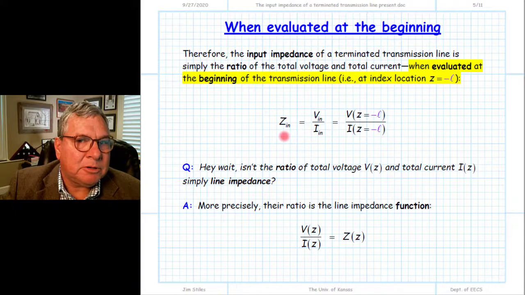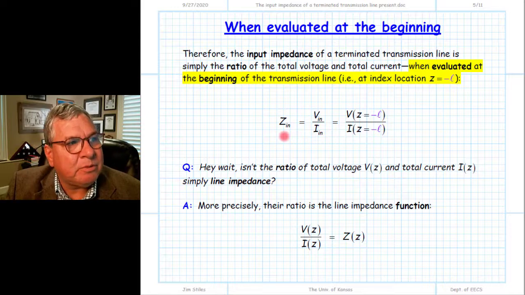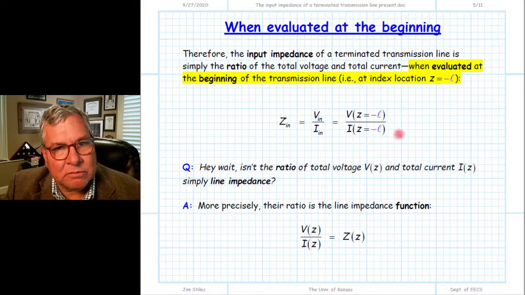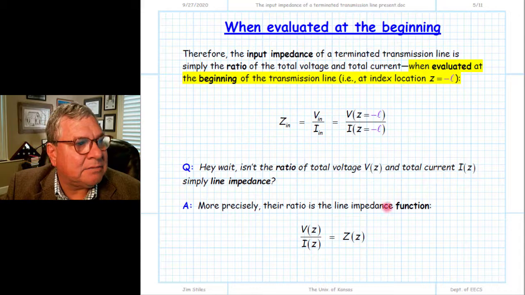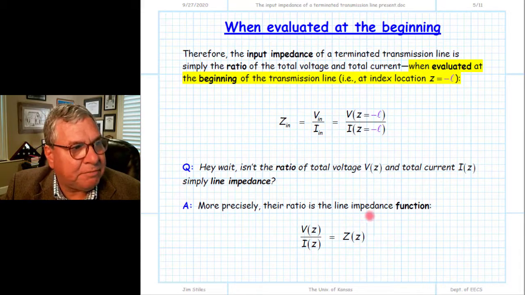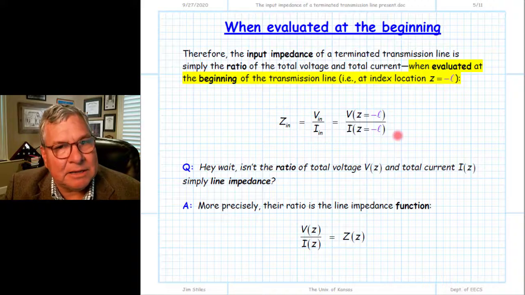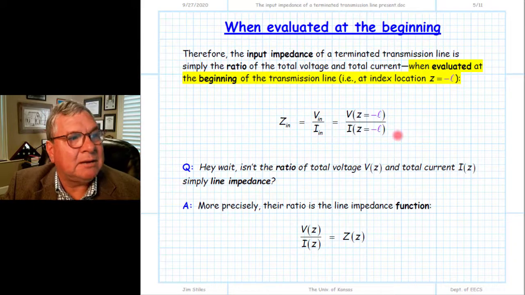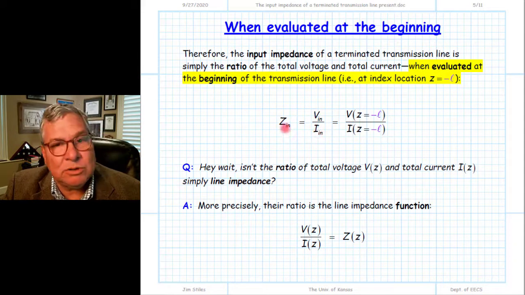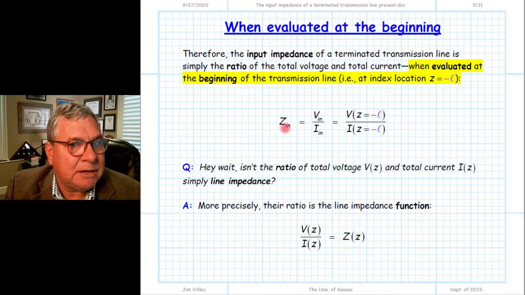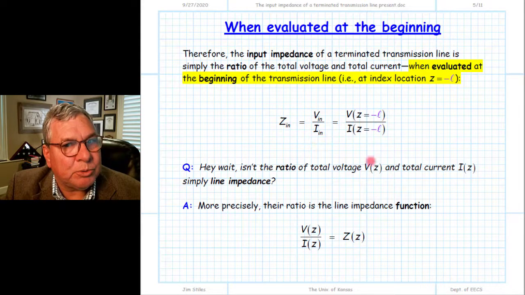Now, similar to what we did when we evaluated the boundary condition at z equal to 0, we recognize that the ratio of the total voltage to the total current is, in fact, the line impedance function. And so we recognize this as the line impedance. Now, does that mean that the input impedance is equal to the line impedance of our transmission line? Of course, that cannot be true.